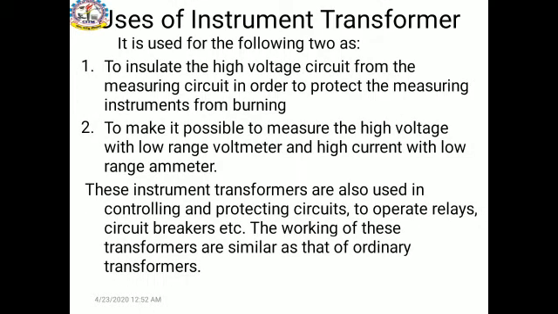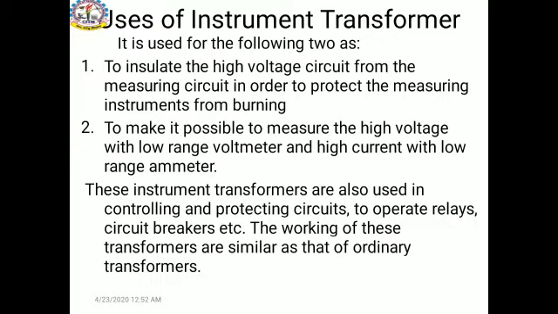Use of instrument transformer: I have already briefly described what use our instrument transformer has in the power system. It is to insulate the high voltage circuit from the measuring circuit in order to protect the measuring instrument from burning. I'm going to take an example. Current transformers are used to measure the current from the power system and also protect our power system from any kind of heavy current flow.